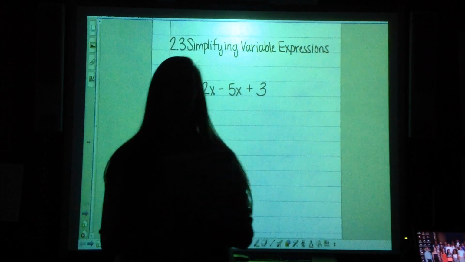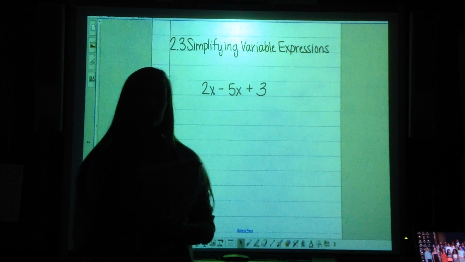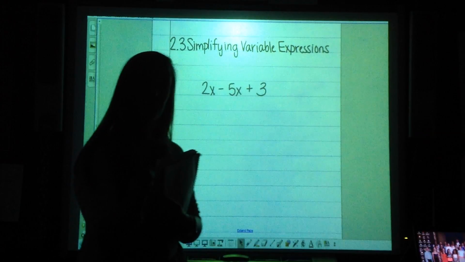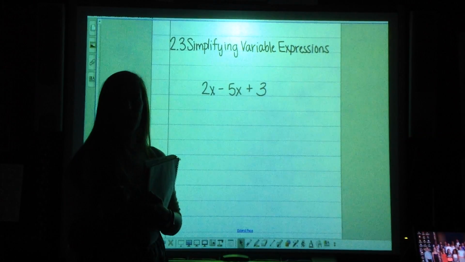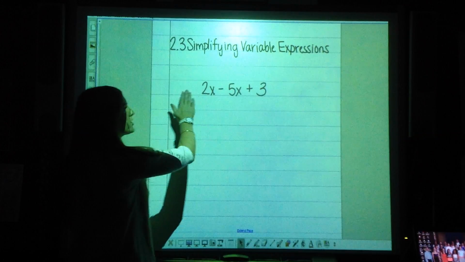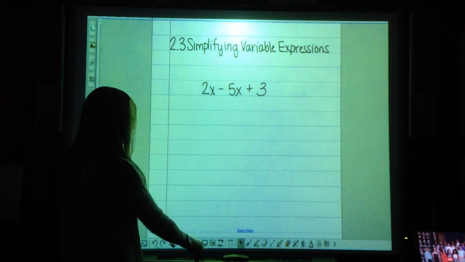In this lesson, we're going to be simplifying variable expressions. To do this, you need to look at an expression and find your terms first. The terms are going to be separated by operation. So on this expression here, 2x minus 5x plus 3, I have three terms.